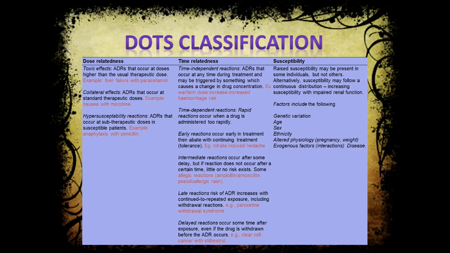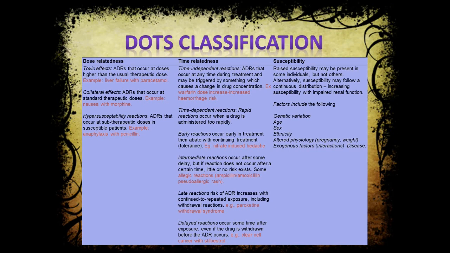First is toxic effect. Adverse drug reactions that occur at a dose higher than the usual therapeutic dose are known as toxic effects. Example, liver failure with paracetamol: excessive consumption or excessive accumulation of paracetamol may lead to liver failure, which is a toxic effect.